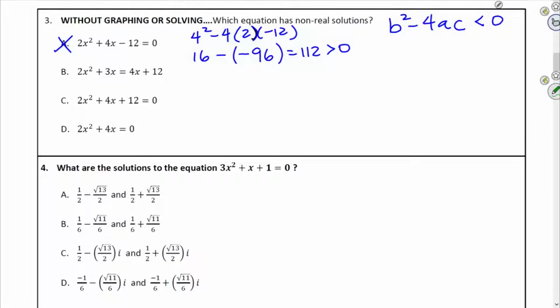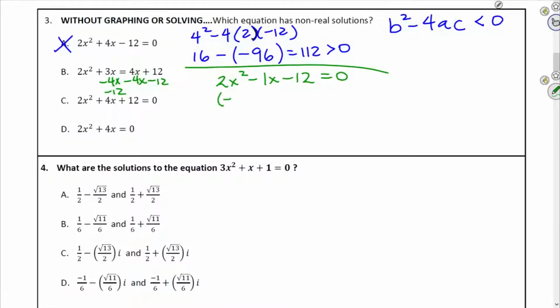In letter B, it's not solved for 0 yet, so I need to subtract 4x from both sides, and I'll subtract a 12 from both sides, so I get one side equal to 0. So that, again, is written as 2x squared, 3x minus 4x is minus 1x, and then minus 12 equals 0. So now plugging this into the discriminant, I have negative 1 squared minus 4ac, and I get negative 1 squared is 1 minus 4 times 2 times negative 12, which is again negative 96. So 1 minus a negative 96 is 97, which is still positive.